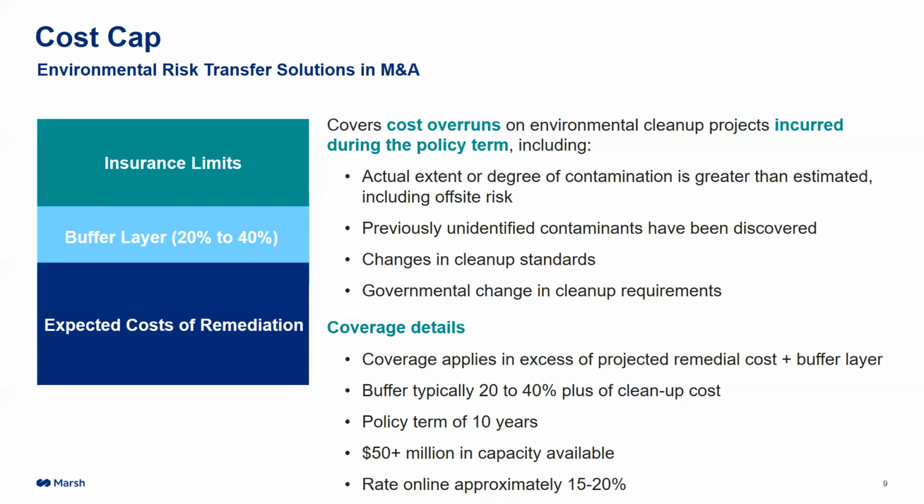If you add the expected cost of remediation and the buffer together, that's called the attachment point. So basically if we take the 10 plus the 2, that's 12 million. And the way it works is if we have a project and it goes over budget and exceeds that attachment point and hits the limits of insurance, the policy pays. So it's a way to basically box in costs. It can cover, as you can see here on the right-hand side, a lot of different things.